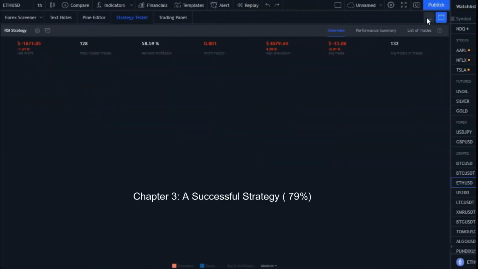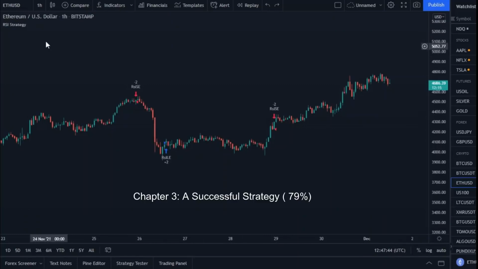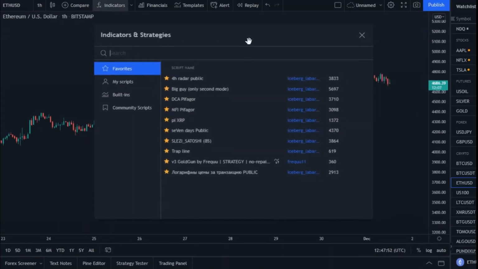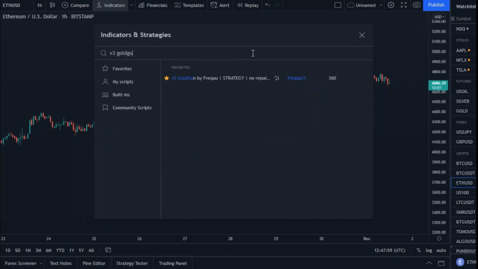Well, after we've worked out how to find mistakes in strategies and learned how to read them, let's try to find a profitable strategy and put it to the test. Open the indicators box and search for V3 Gold Gun. After you find it, click on it and apply it to the chart.